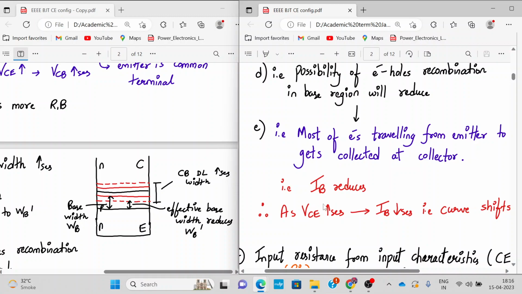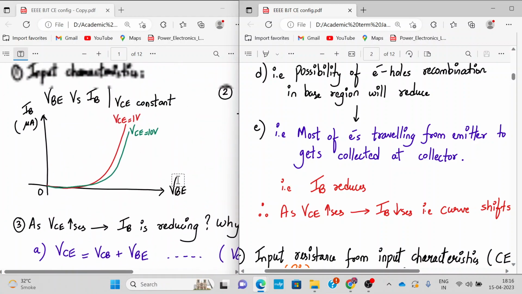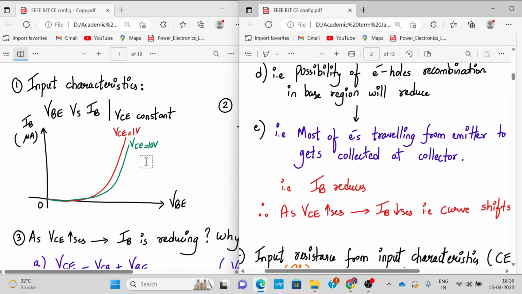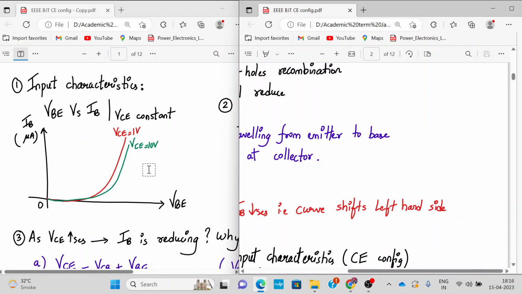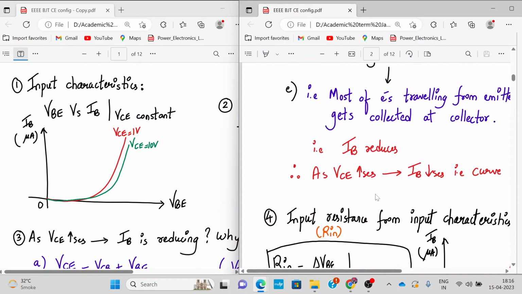Base current reduces. So in short, as a summary, we can say that as VCE is increasing, IB, or the base current, reduces. That is, the curve shifts towards the left-hand side. Okay, so this is the conclusion.